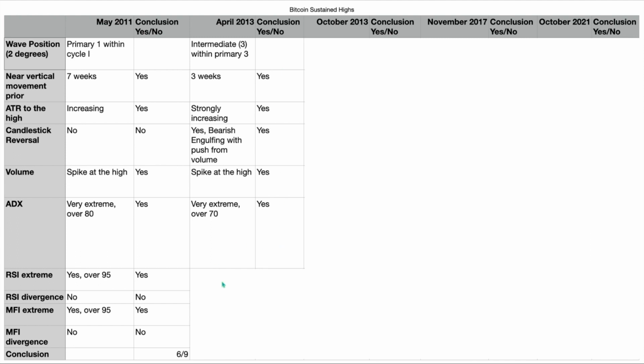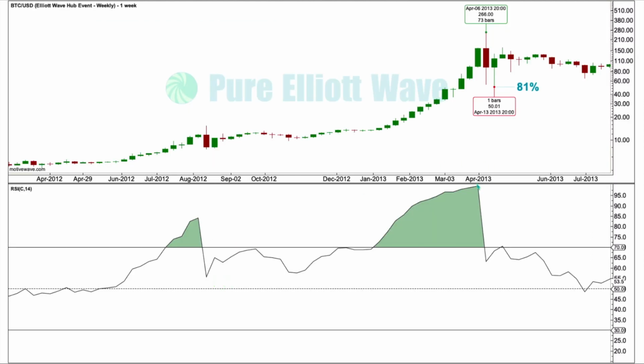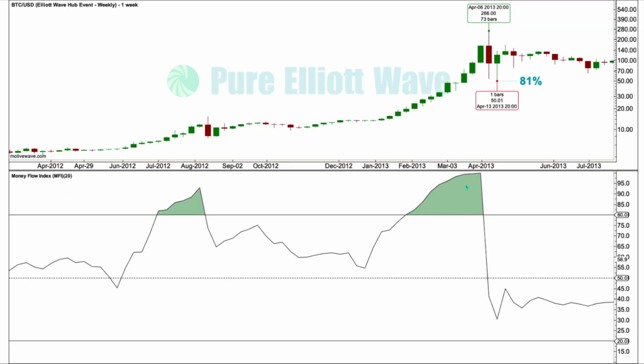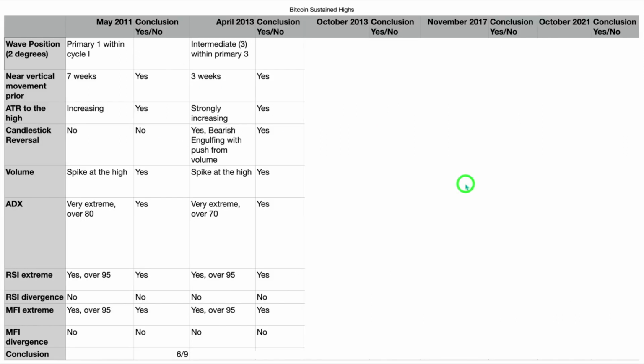Okay, what about RSI for this high? Deeply overbought. Again, extremely overbought, but no bearish divergence. Again, we don't see that divergence. Will money flow show it? Nope. Extremely overbought, no bearish divergence. So here we have 7 out of 9 conditions met. Importantly, a strong bearish engulfing pattern with support from volume.